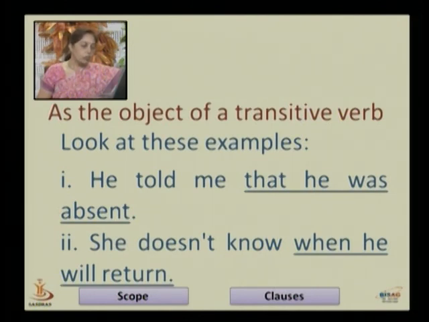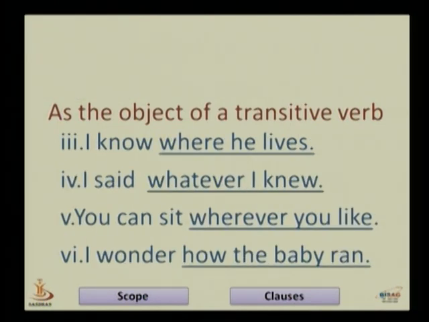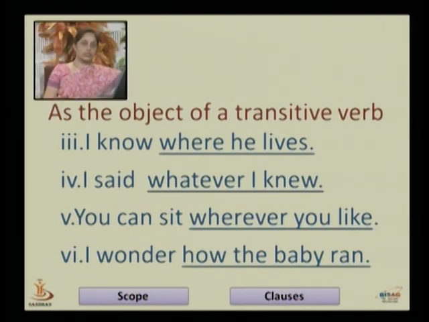She doesn't know when he will return. Here the underlined part, when he will return, is a subordinate clause, and in the subordinate clause it is a noun clause. In the noun clause it is playing the role of an object. Some more examples will clarify the objective position of a noun clause.